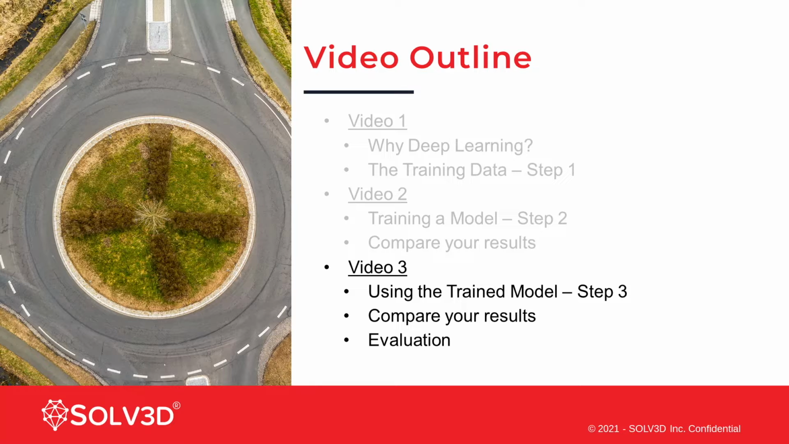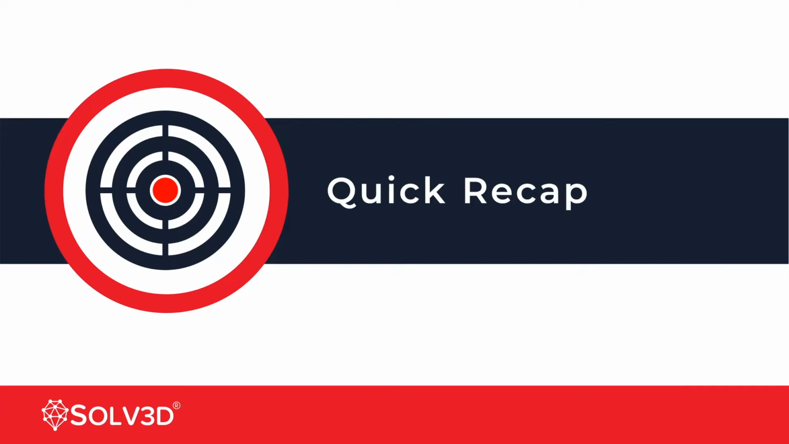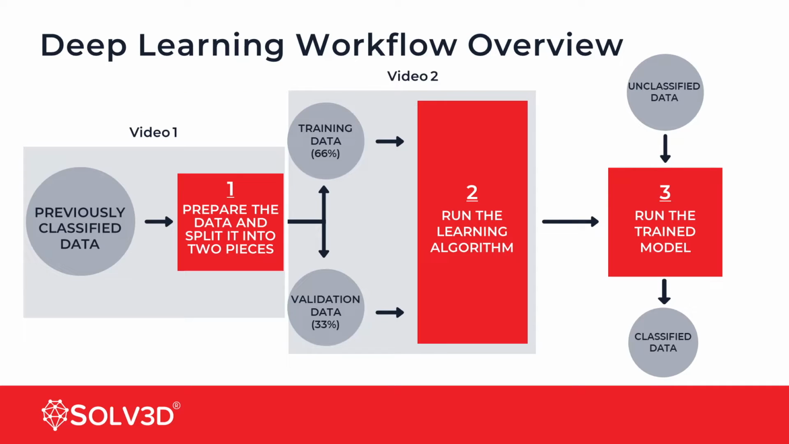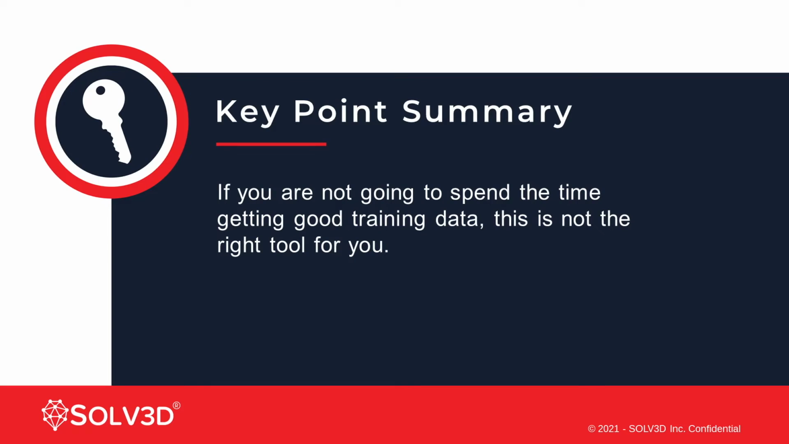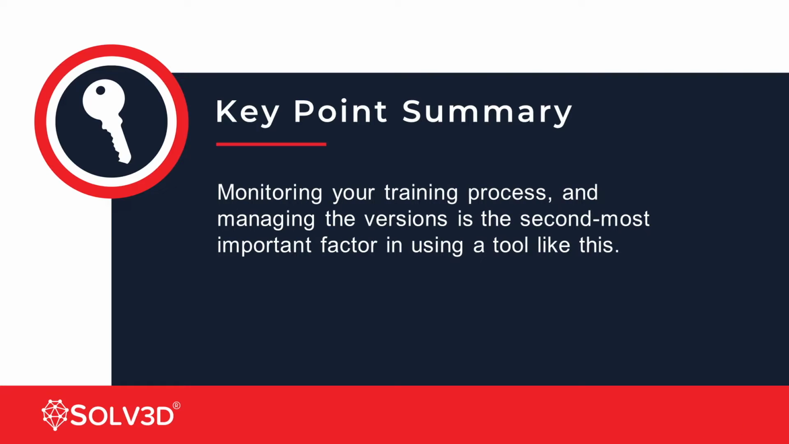Before we get into it too far, though, Scott, were there any questions or any critical things that came up that you'd like to do a quick recap of? Yeah, let's do a quick recap. So in video 1, of course, we prepared the data and we split it into 2 pieces. We talked a lot about the importance of the quality of that data for training. In video 2, we showed everybody how to run the learning algorithm on that training and validation data to generate the trained model that we're going to talk about here.